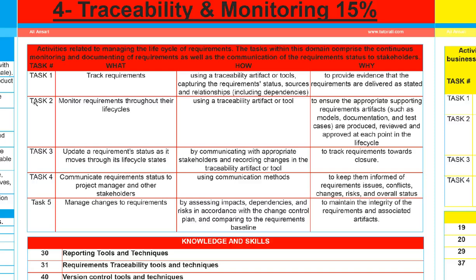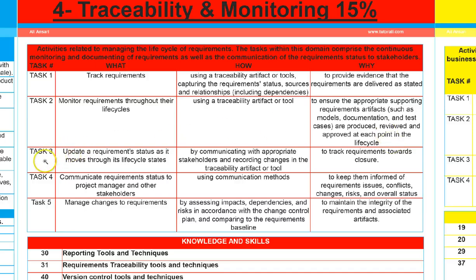The next one is monitoring these requirements throughout the life cycle. Again, using the traceability artifact or tool, which is a traceability matrix, to ensure supporting requirement artifacts such as models, documentation, and test cases are produced, reviewed, and approved at each stage of the life cycle.